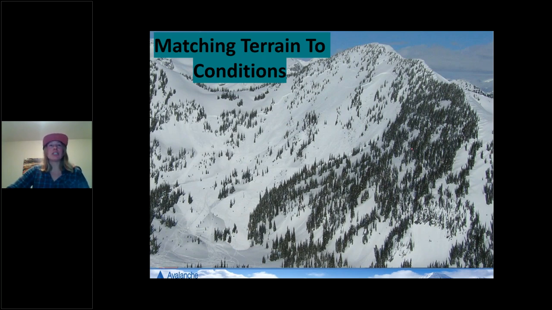Matching terrain to conditions. As you can see from this photo, this is an area where there are many days in the winter where you would feel comfortable playing around. And this was obviously not the day for it because the conditions weren't right. So what does it mean when I talk about conditions?